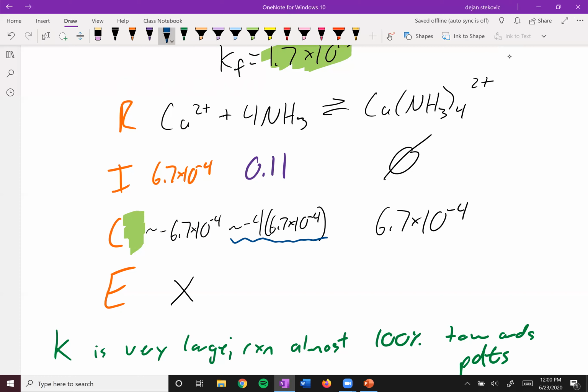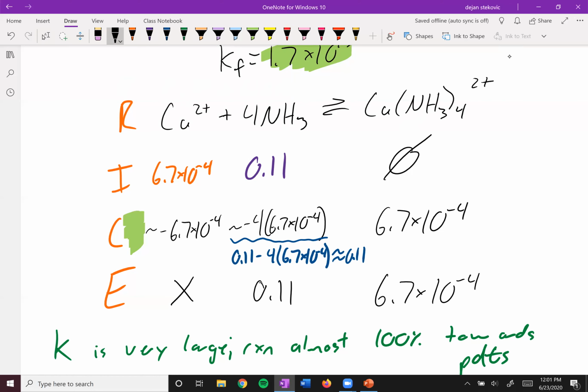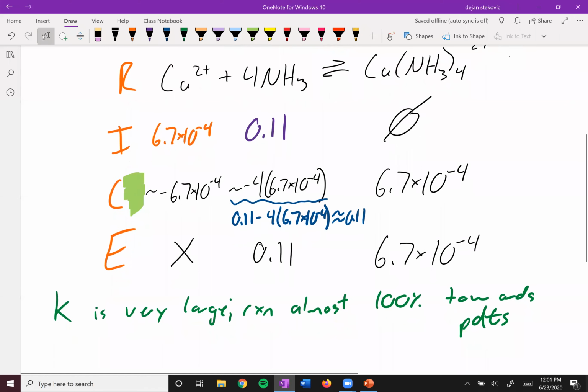For this one right here, we know that the equation is going to be 0.11 minus 4 times this 6.7 times 10 to the negative 4. And so what we can see is that this is a relatively big number minus a relatively small number. So we're just going to assume it's approximately equal to 0.11. If you want to go ahead, do the math and calculate the real value for this, you can go ahead and do it. There's no issue there. And then this value right here will be 6.7 times 10 to the negative 4 because 0 plus this number is equal to this number.